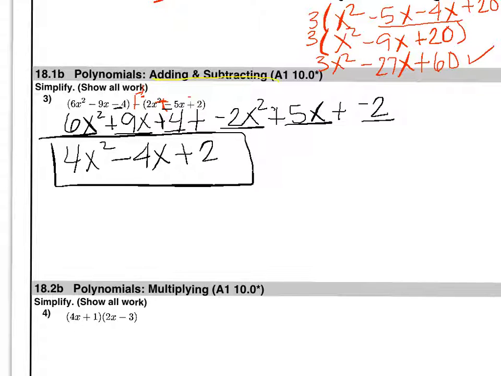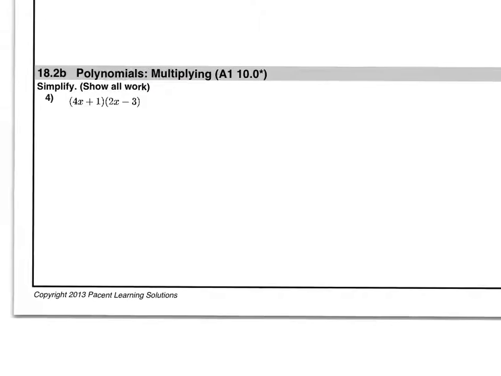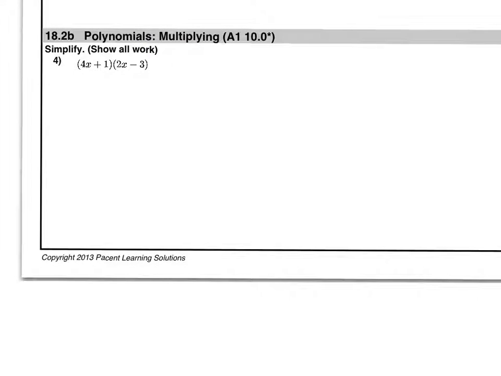Next week, we'll be adding and subtracting polynomials, and once you get them to this step, then we'll be factoring them out and graphing them. But right now, because it only says simplify and show all your work, that's all you have to do. All right, moving on. We're going to do a multiplication piece.